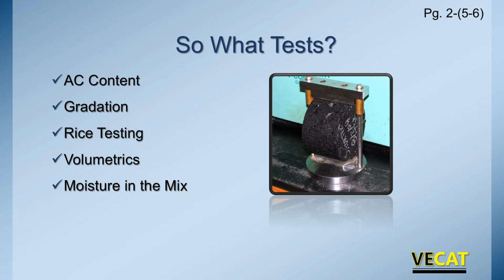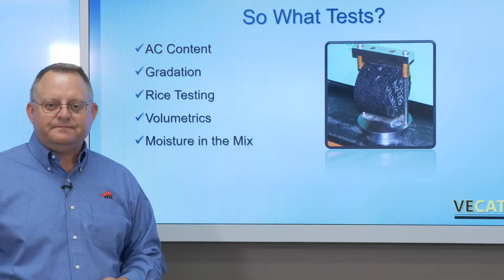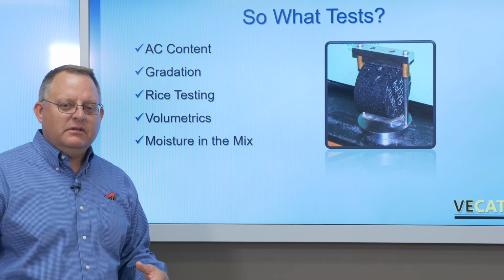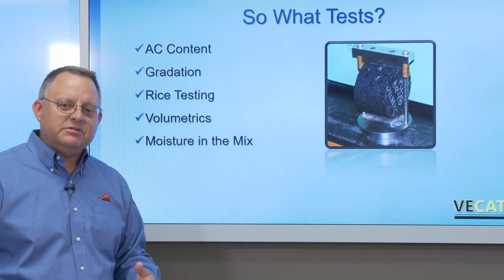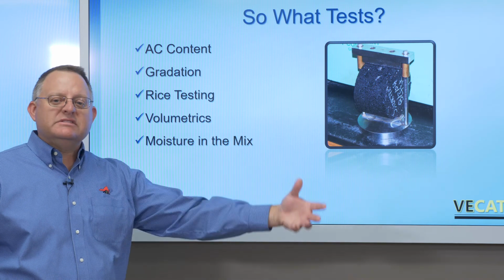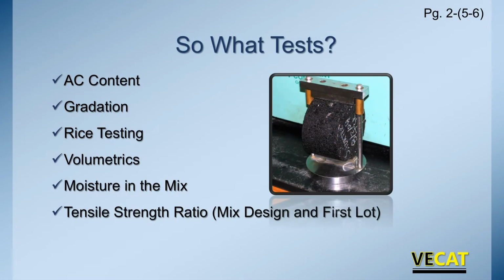So we need to check the moisture, pull a sample, put it in the oven, let it dry out, see how much weight is lost because of moisture, and there's a spec that says what the maximum amount is, and we compare it to that.